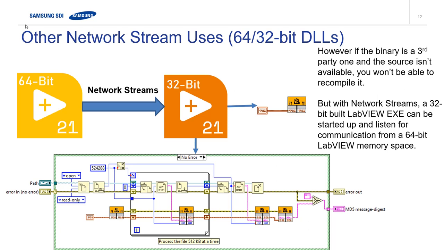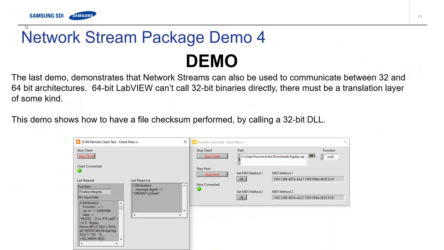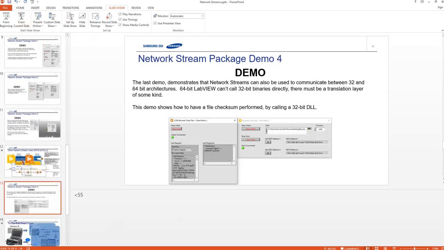So we can have that 32-bit LabVIEW call that 32-bit DLL. But because network streams work across even versions of LabVIEW, so I can have 2021 talk to probably 2015 or so without any real problems, I can also have it talk between the 64 and 32-bit versions of them, so that now I can have that 64-bit LabVIEW do work using a DLL that is locked down, or I don't have the source code to, or I can't recompile, or I can't reinvent how to talk to the device. And so for that, I have a fourth demo of my package.